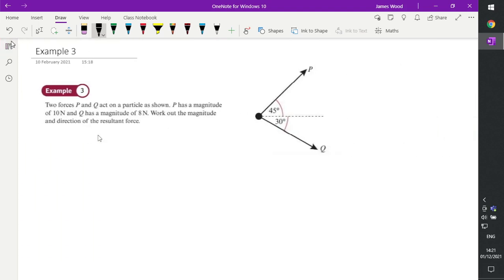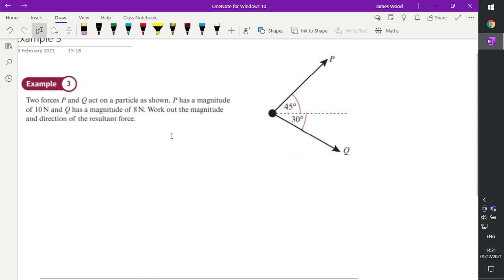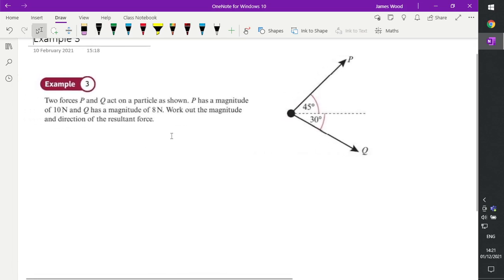Okay, here's another example. You've got two forces, P and Q, acting on an object. We can see that P has magnitude 10, so I'm just going to put this on there, and Q has a magnitude of 8 newtons. Find the magnitude and direction of the resultant force. So basically, these are the two forces. Find out what's going to happen.